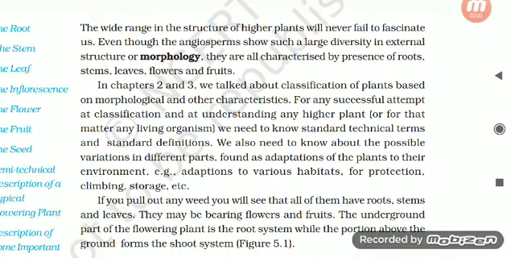In chapters 2 and 3, we talked about classification of plants based on morphological and other characteristics. For any successful attempt at classification and at understanding any higher plant, or for that matter any living organism, we need to know standard technical terms and standard definitions. We also need to know about the possible variations in different plants or parts found as adaptations of the plants to their environment, for example, adaptations to various habitats for protection, climbing, storage, etc.